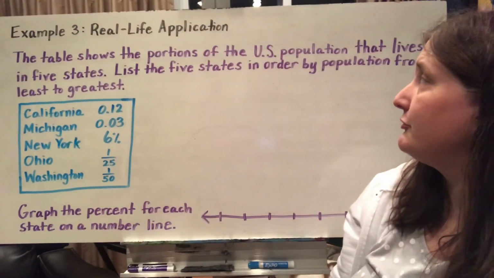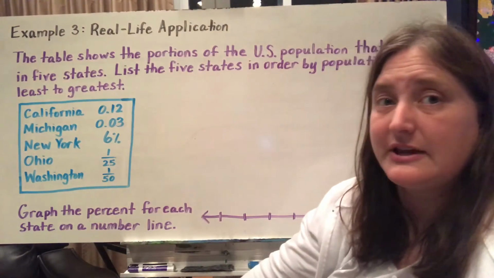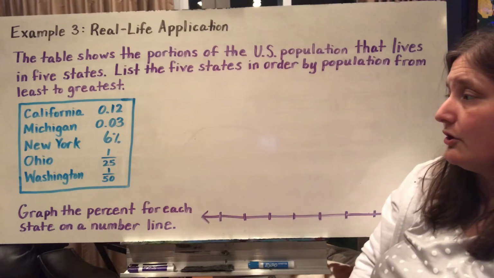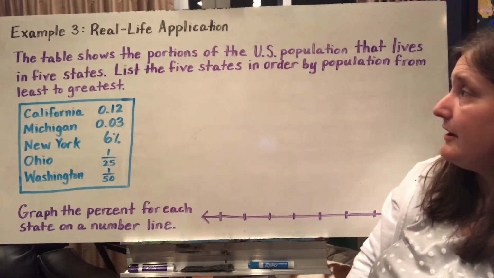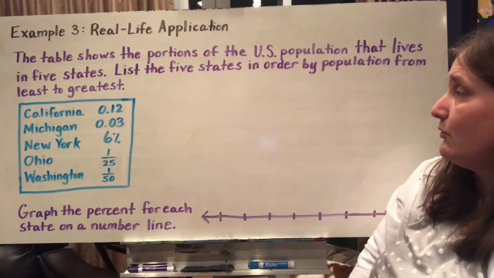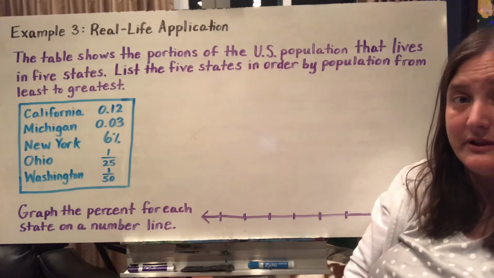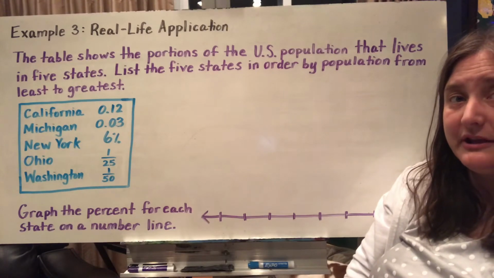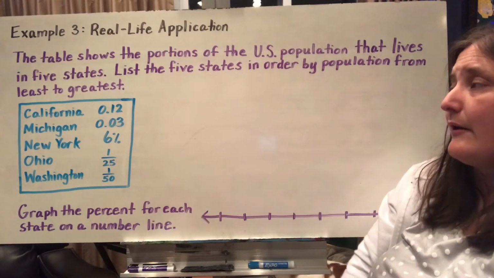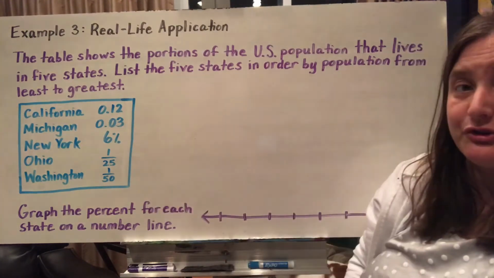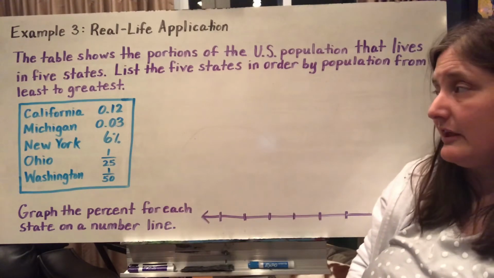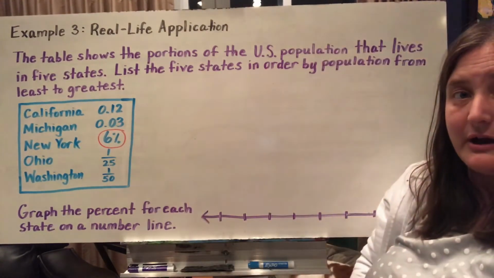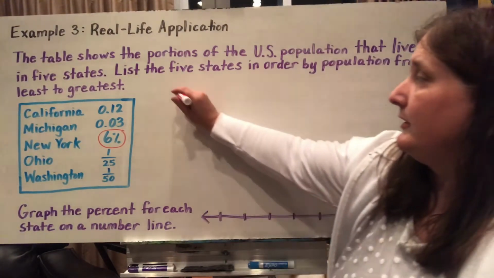So this table shows the portion of the U.S. population living in 5 different states. The 5 states are California, Michigan, New York, Ohio, and Washington. And they want us to list the 5 states in order of the population living there from least to greatest. So I want to get all of the population data in one format. Right now I've got decimals, percents, and fractions. So I'm going to change them all to percentages, which means New York's data is already written as a percentage, so I don't have to do anything to New York's data.